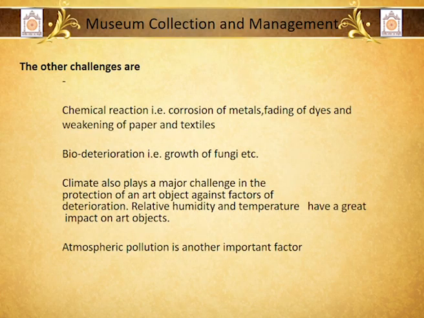The other challenges museums face are chemical reaction, corrosion of material, fading of dyes, weakening of paper and textiles, because of factors which are not under human control, but you can prevent it. You can prevent it by having additional equipment, air conditioners, dehumidifiers in galleries and storage spaces, exhaust fans, etc., to protect these kinds of objects.